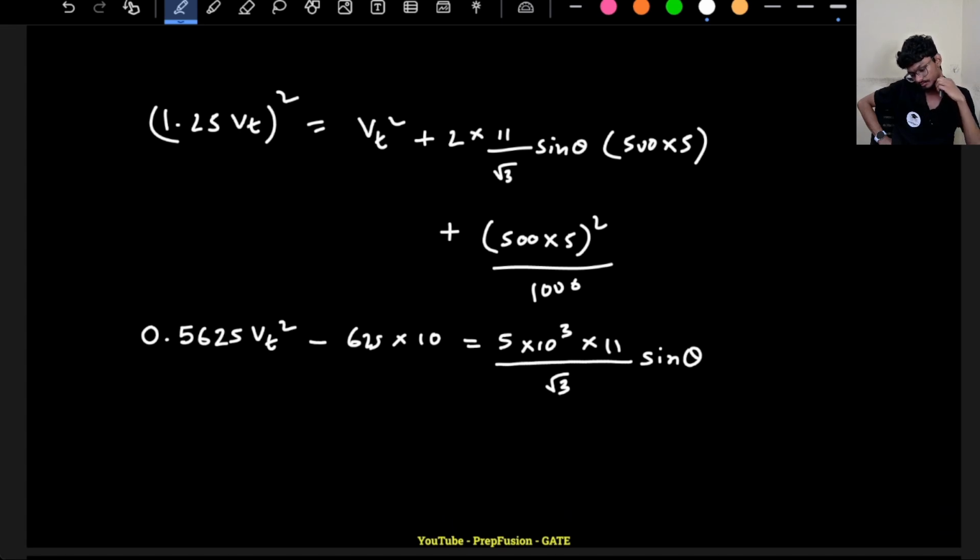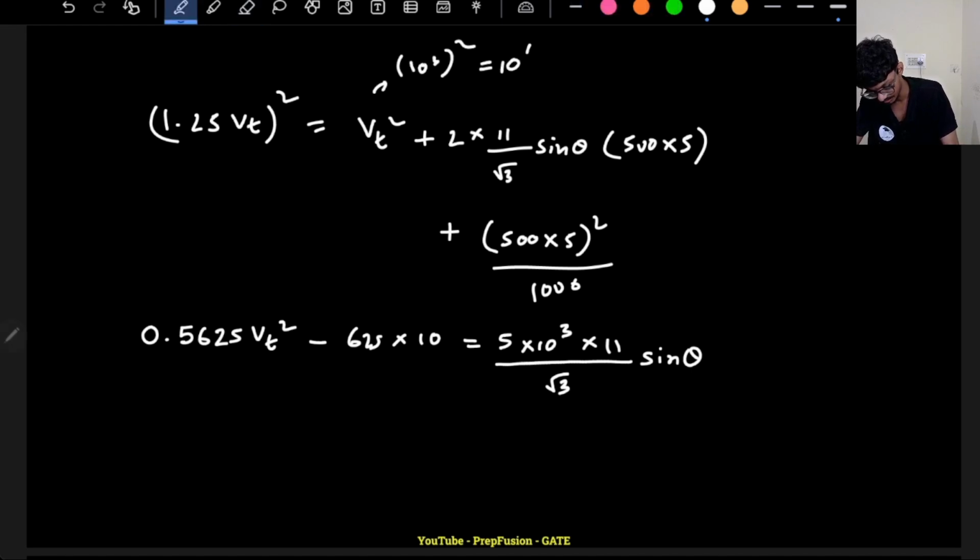5 into 5 is 25, 25 whole square, 10 raised to power 4, 625 into 10. Okay, quite a large value this is. Sorry, what I'm talking about, Vt square, I'm squaring this, right? So kilo whole square, what will be 10 cube whole square? It will be 10 raised to power 6. I'm sorry, that is where I'm making the mistake. So everything will be in mega. Sorry, I'm really sorry. So here also, this is already in kilo. This also has to be divided by 1000 to convert it into mega.